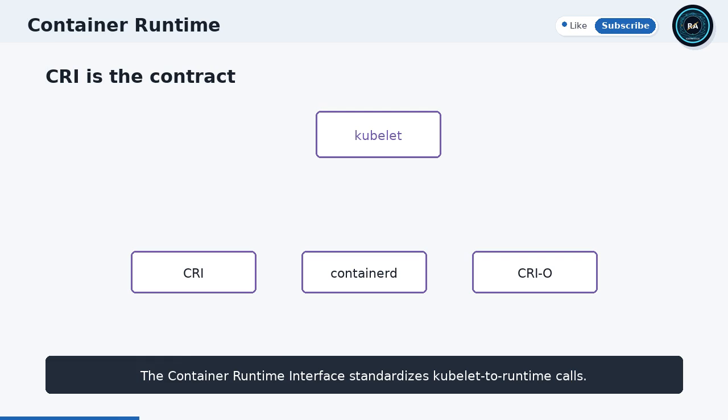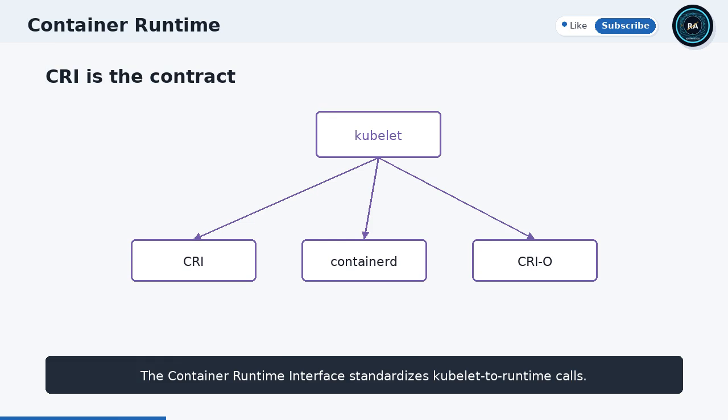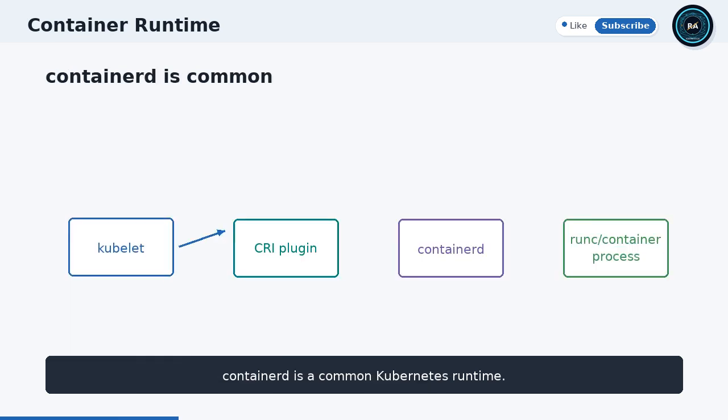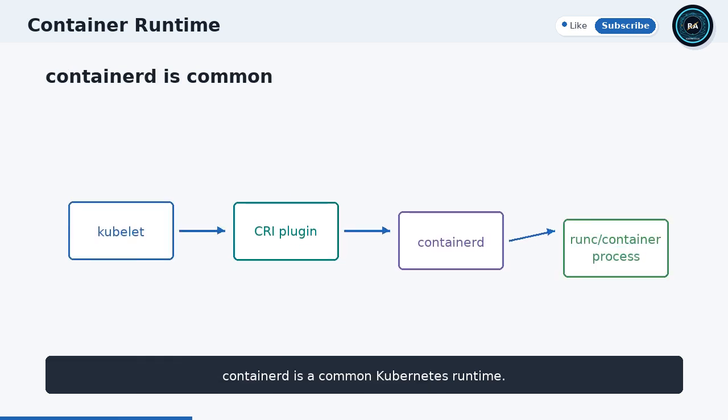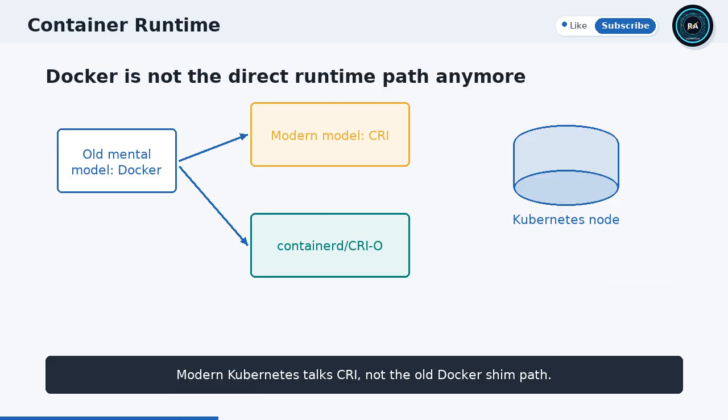Kubernetes uses the Container Runtime Interface, or CRI, as the contract between kubelet and the runtime implementation. Today, containerd is a common choice. It handles image pulls, container lifecycle, and lower level runtime integration. Older clusters often talked about Docker as the runtime. Modern Kubernetes expects a CRI compatible runtime path, so the important concept is the CRI boundary.